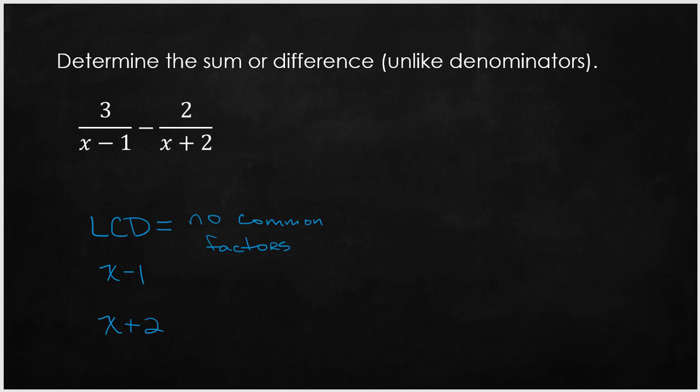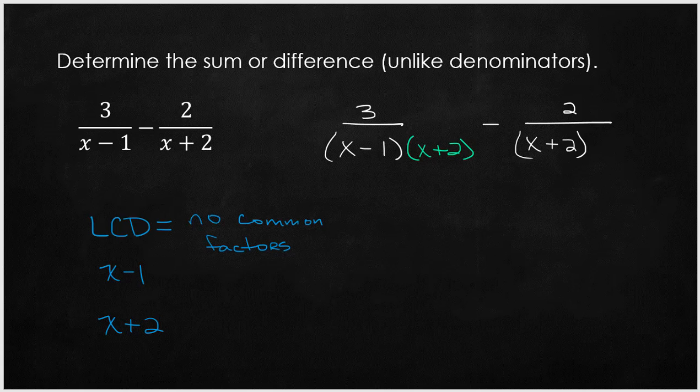All right, so our first term is 3 over x minus 1. And then over here, we have minus 2 over x plus 2. All right, so to get a common denominator, I've got to multiply this side by the denominator of the other one. So this gets multiplied by x plus 2. And then right over here, we're multiplying by x minus 1.